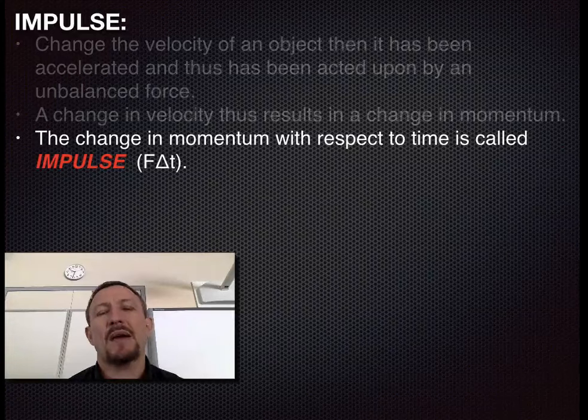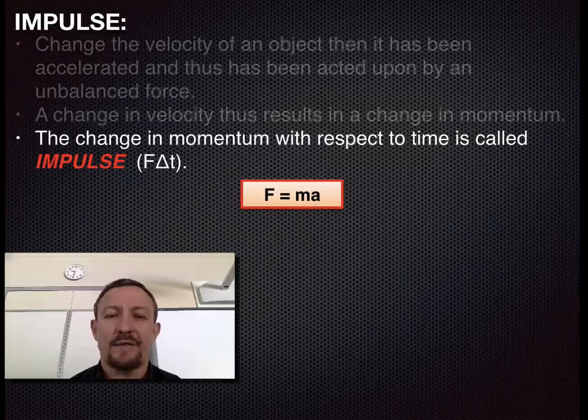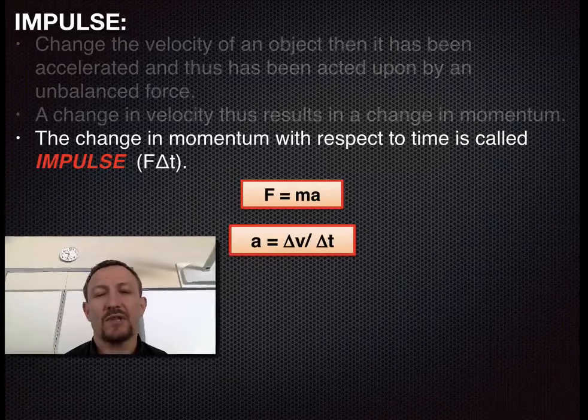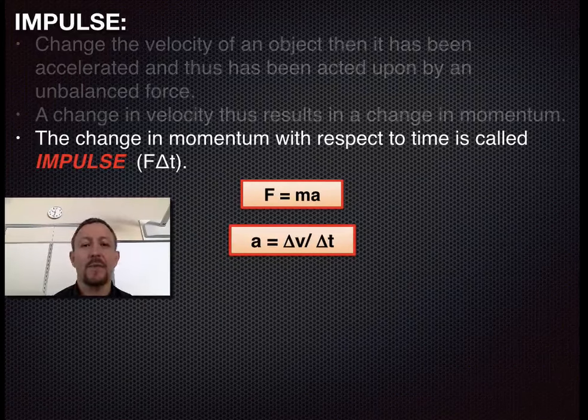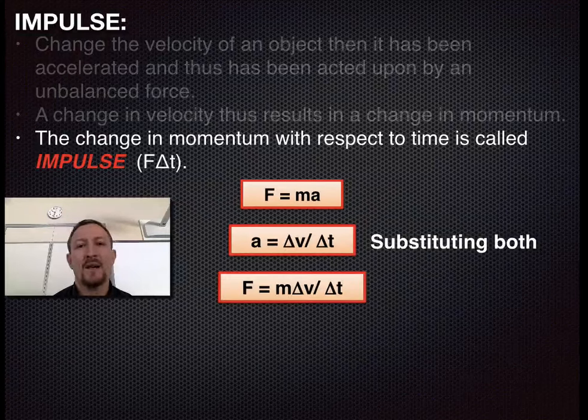Let's see mathematically where all this comes from. We know that Newton's second law is F equals ma, force equals mass times acceleration, where acceleration is a change in velocity. Acceleration, as we know, is delta v over delta t, change in velocity over a change in time. Let's substitute this into F equals ma. We get F equals the mass times the change in velocity over the change in time.